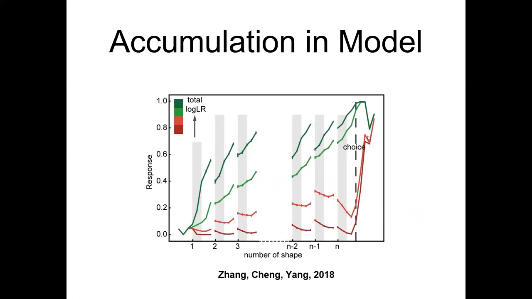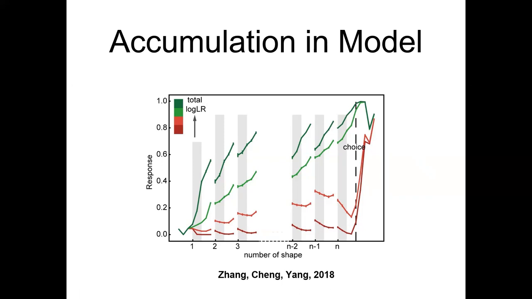And the neurons in our network seem to behave very similarly. So you can see after the first, second, third shapes, you can see the separation of the traces by the total log likelihood ratio. And by the end, when a decision is made, the traces merge together.